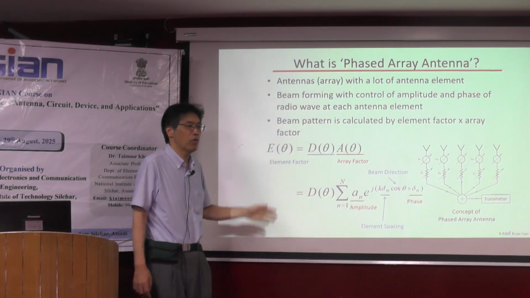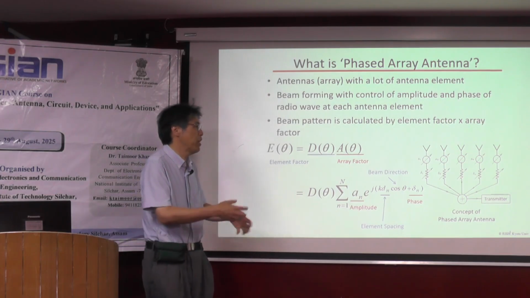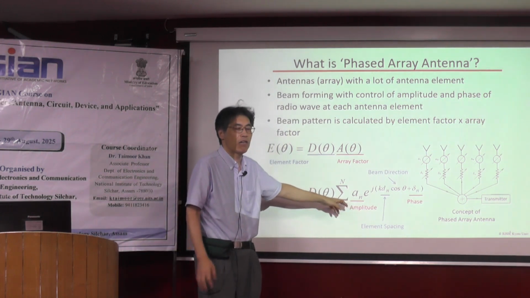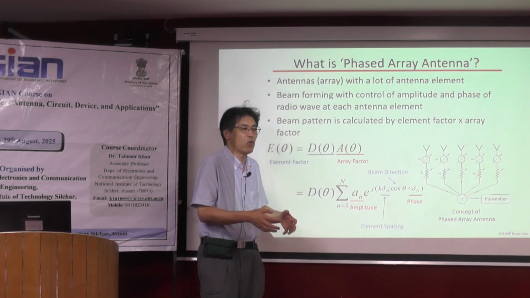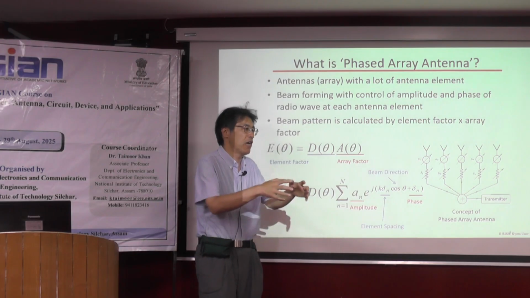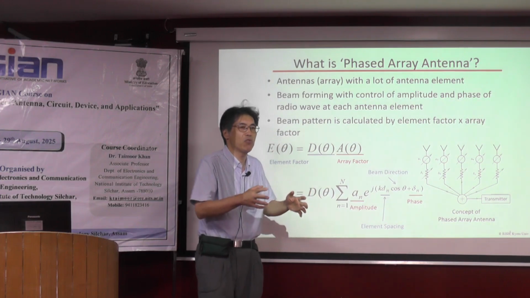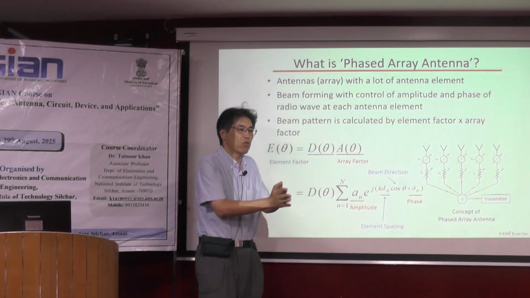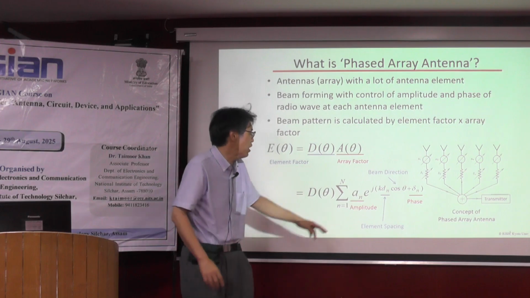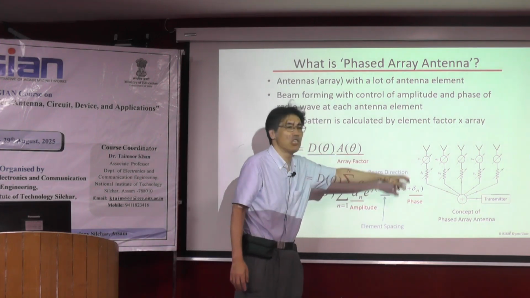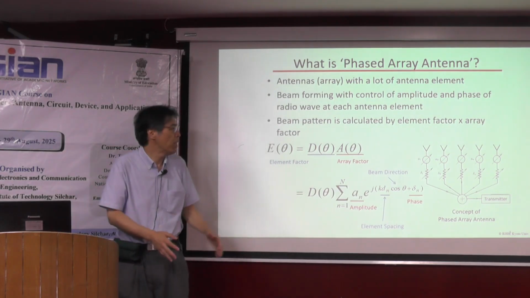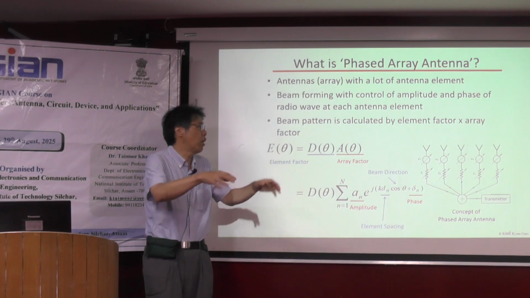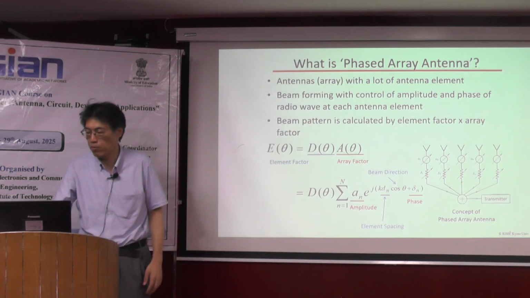Usually, of course, for very complex and very high beam control, sometimes we control the amplitude. Like I mentioned in the morning session, when we would like to control the beam efficiency with the amplitude taper, we control the amplitude. But just to control the beam direction only, we usually control the phase in each antenna. As a result, after transmitting from the antennas, the radiated waves are merged into one beam.